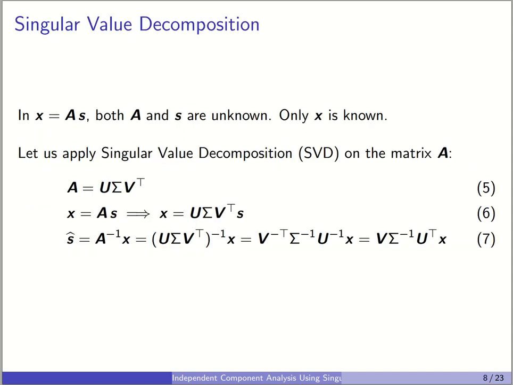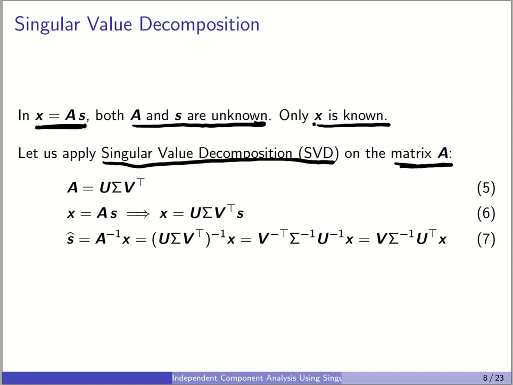Now let's talk about singular value decomposition for the sake of ICA. Recall that we had this: the measurements were the linear combination of the sources. Both A and S are unknown. Only X is known. Okay. Now let us apply SVD, or singular value decomposition, on matrix A, as we have in equation 5.